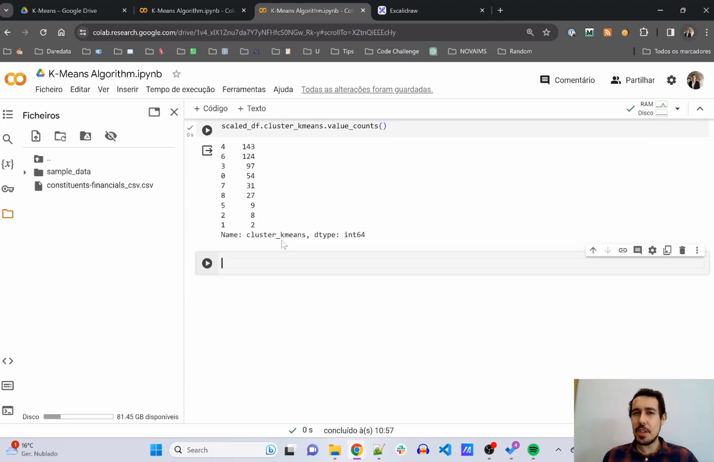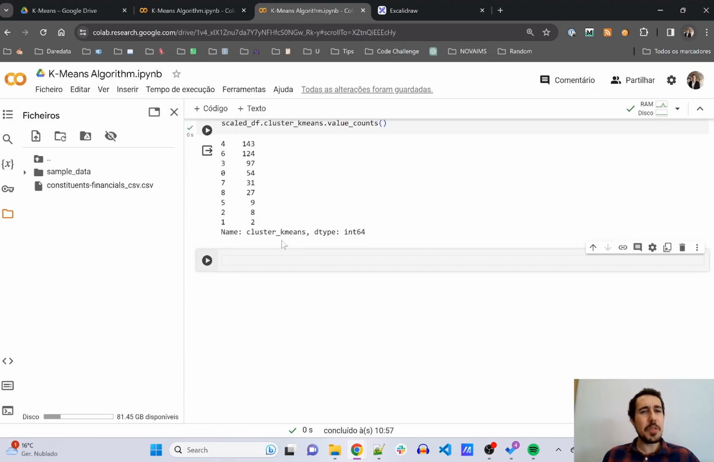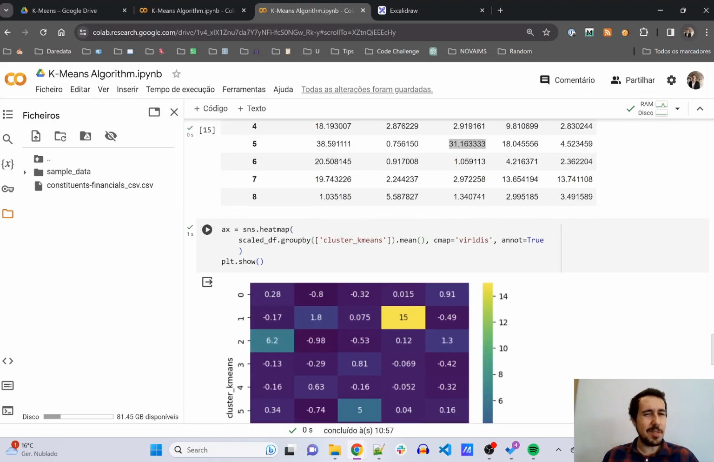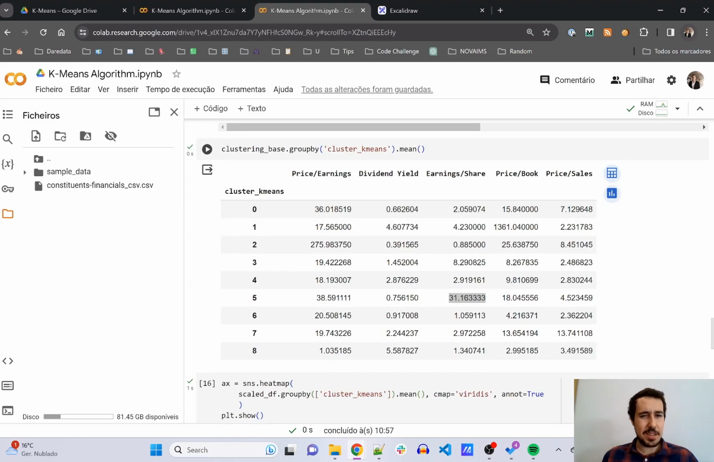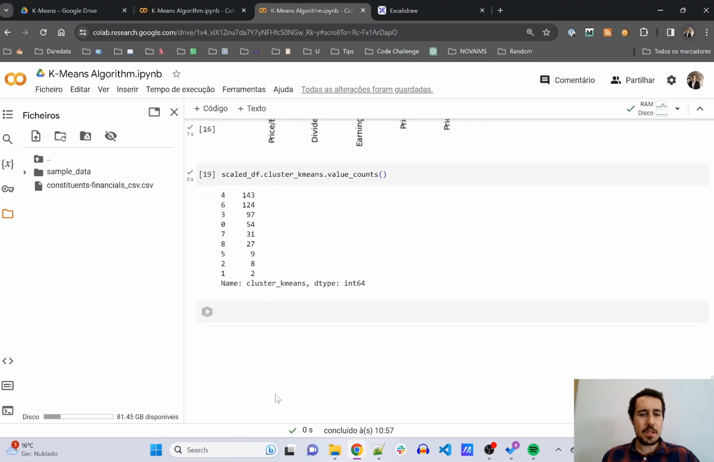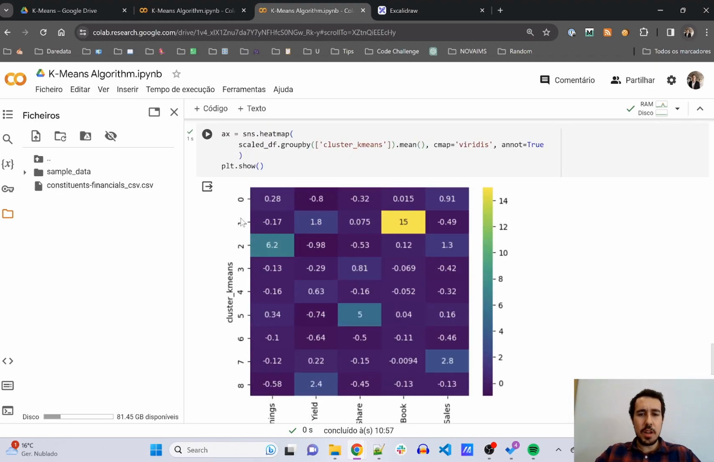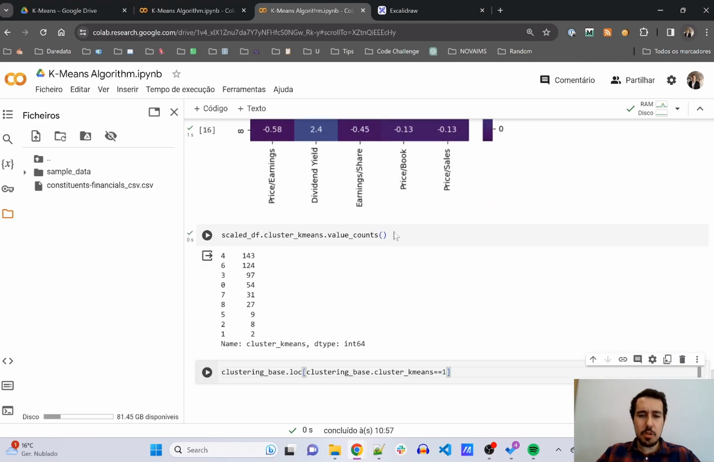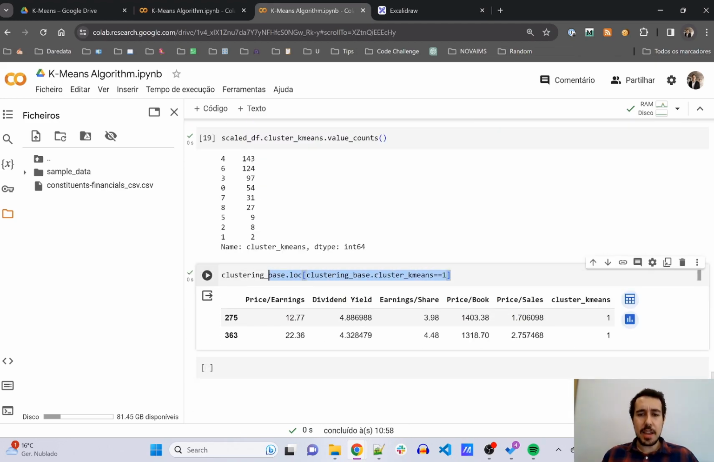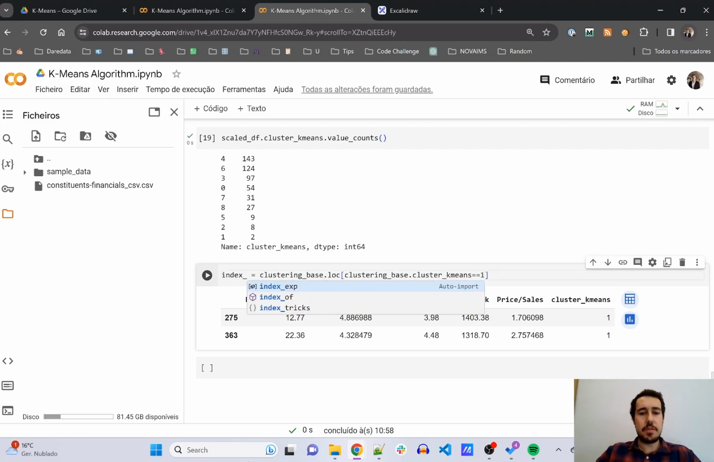For finishing this video, let's just analyze some of the companies in some of the clusters and see if our assumptions are correct. So what I'm going to do is go here, clustering base.loc, and I'm going to choose cluster KMeans. I would like to see these ones that have a very, very high price to book. Oh, by the way, I would like to select just the index from this. So index of cluster, index of companies.